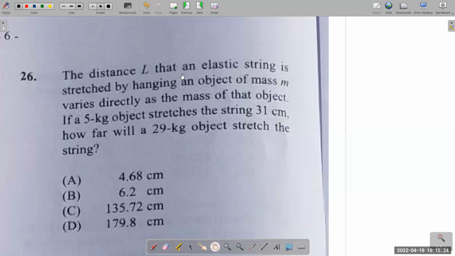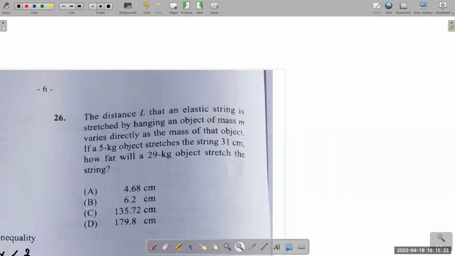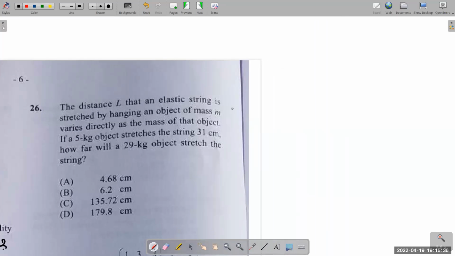The distance L that an elastic string is stretched by hanging an object of mass m varies directly as the mass of the object. So we spoke about variations. So they're telling us, right? The distance L that an elastic string is stretched by a hanging object of mass m varies directly. Remember this symbol? We spoke about that. Varies directly as the mass of the object. So this has a meaning. This means L is equal to K times M, where K is some kind of constant.